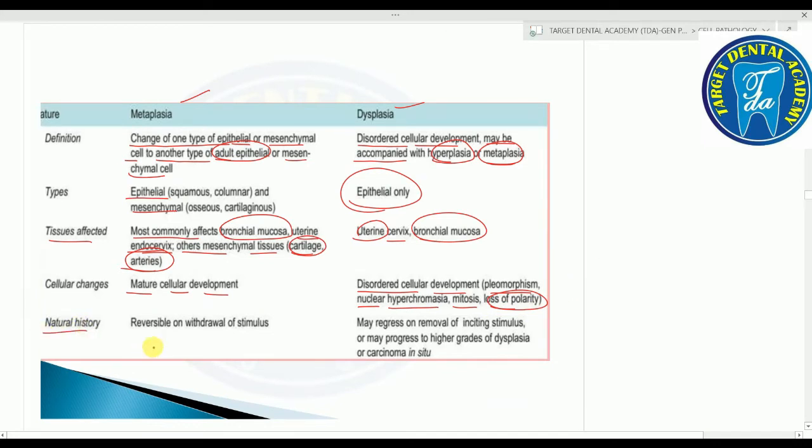While the natural history, in metaplasia, it is reversible on the withdrawal of the stimulus, while in dysplasia, it may regress on the removal of the inciting stimulus, or it may progress to a higher grade of dysplasia or even to cancer or carcinoma in situ.